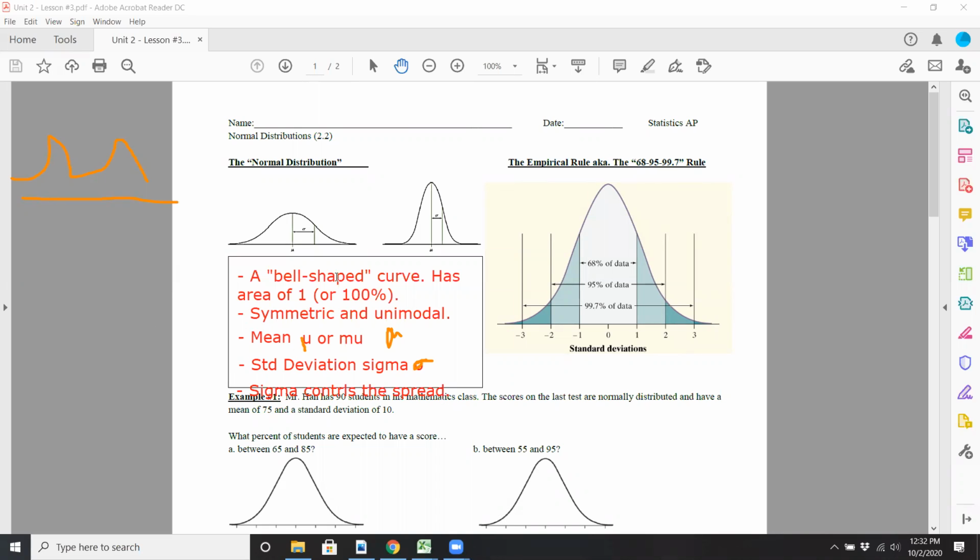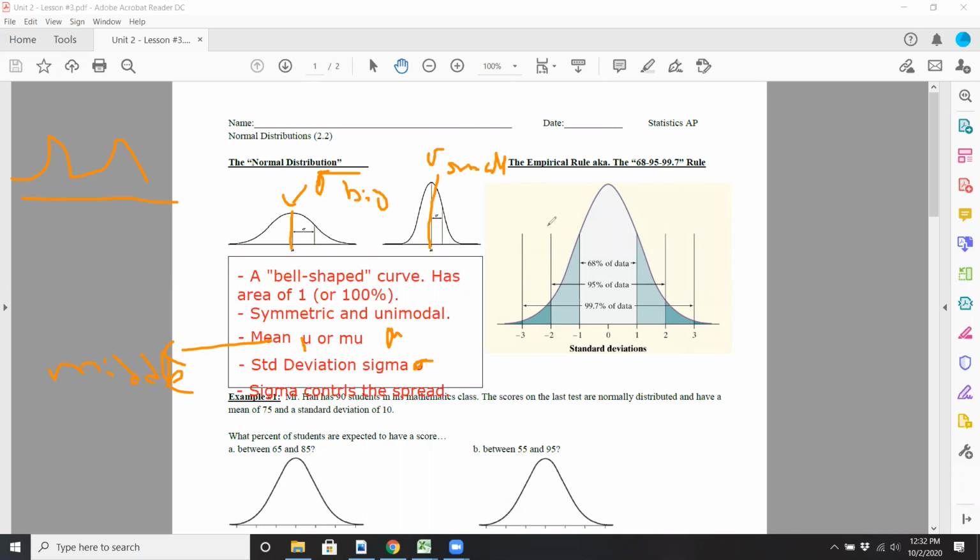But again, sigma controls the spread. So you kind of see over here, mu is right in the middle, or the mean is right in the middle. So you always put the mean in the middle. And if sigma is really big, here sigma is big, so it's more spread out. Here sigma is small, it's not as spread out for that one.